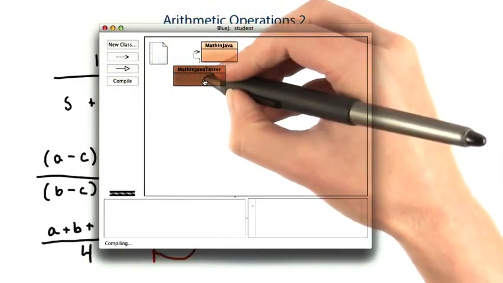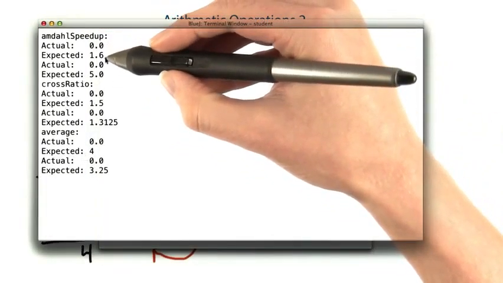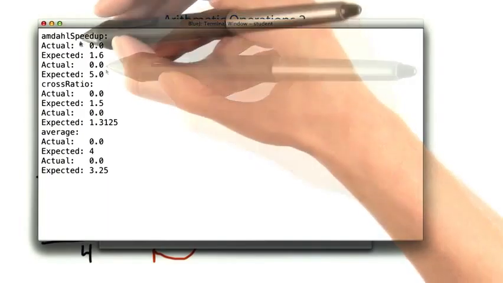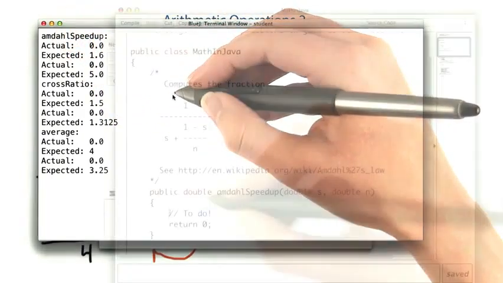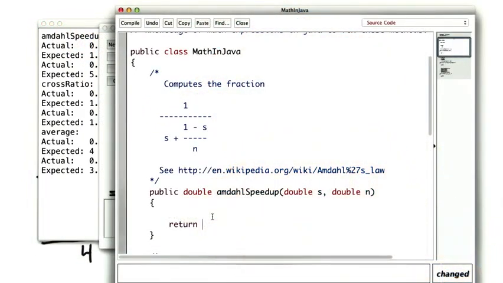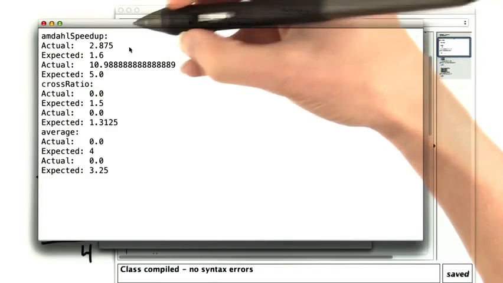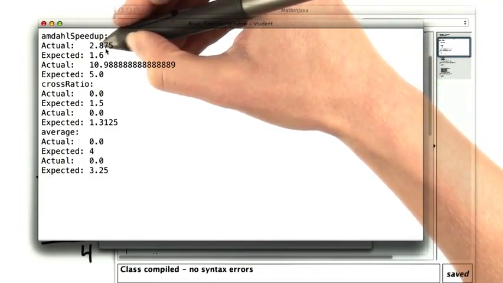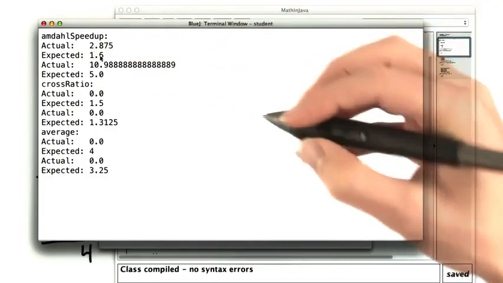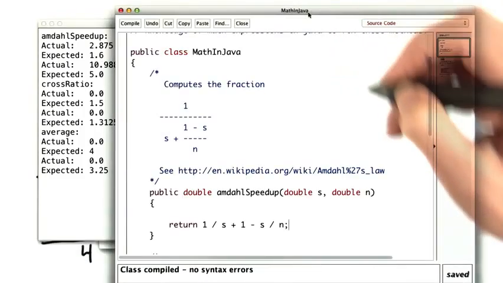Initially, if I compile and run the tester, all of the methods are actually returning zeros. Let's fix the Amdahl speedup first. Right now it's returning 0. What if I just write it in sort of the way it is? Now if I run the tester again, I'm getting an actual of 2.875 when I expected 1.6. I think I'd better go back and fix it.